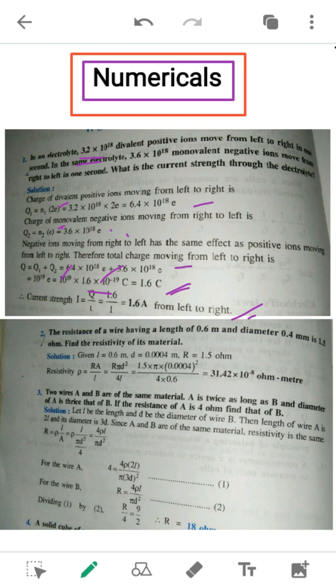So R equal to rho L upon A. So that is equal to rho L by pi D square by 4. So 4 comes in the numerator, so 4 rho L by pi D square. So what is the resistance for A? It is 4 ohm. So 4 is equal to 4 rho into 2L upon pi into 3D whole square. Just consider this as equation number 1. And for wire B, R equal to 4 rho L upon pi D square.